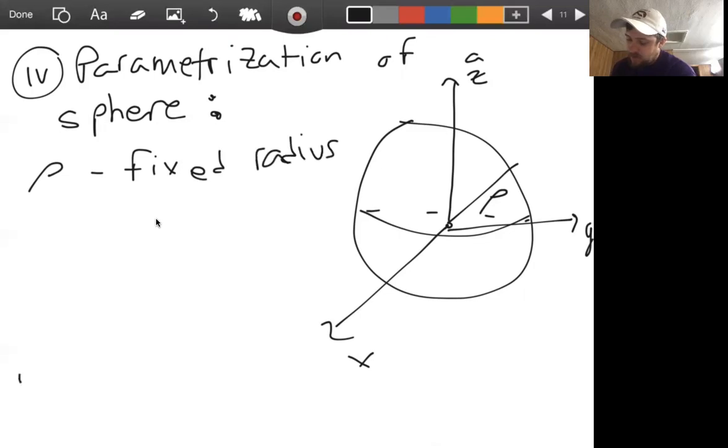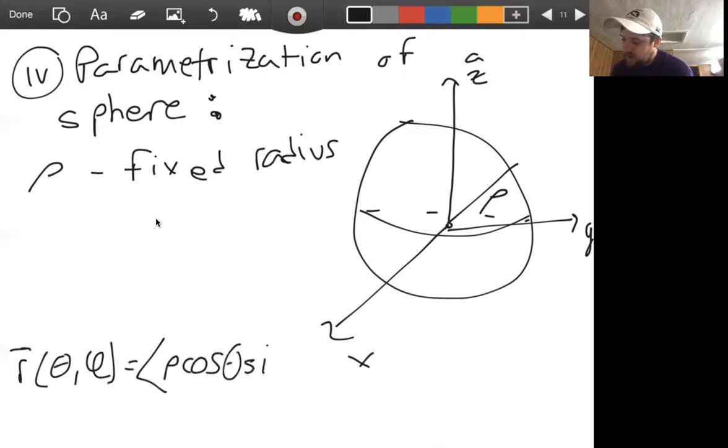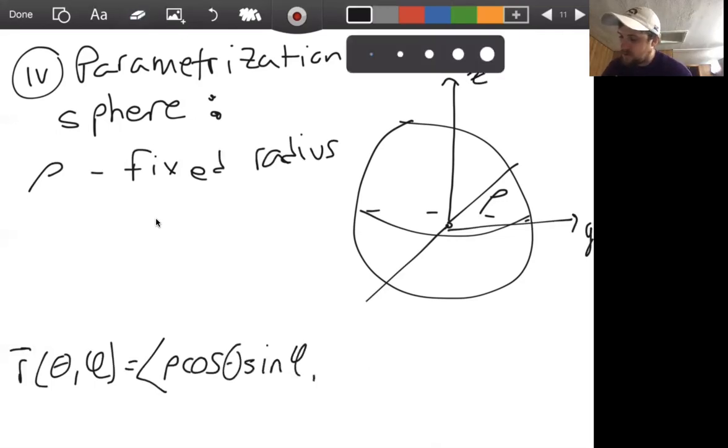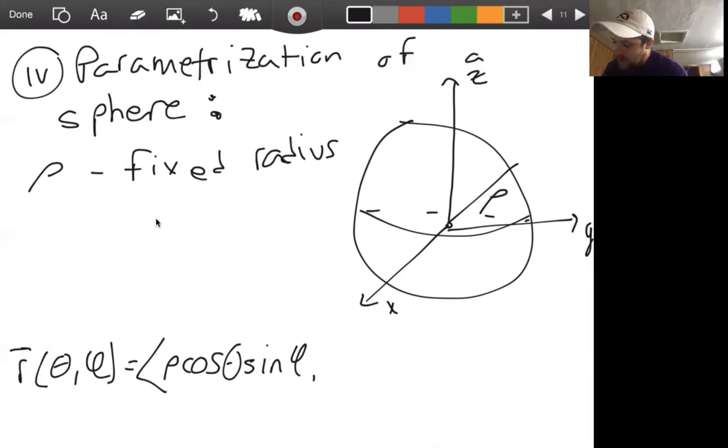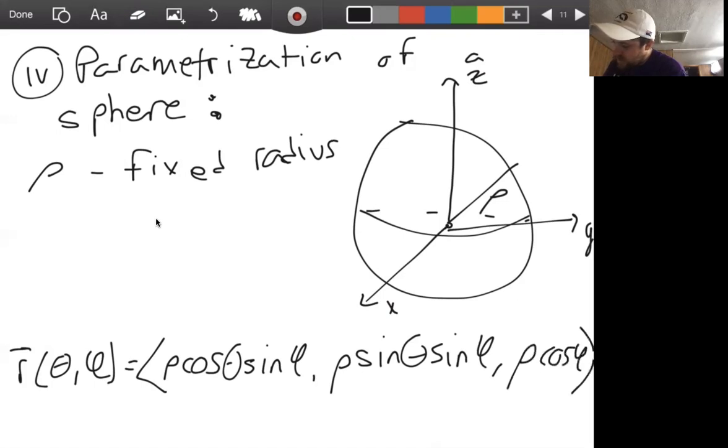which means the parameterization can be r of theta, phi, where x is rho cosine theta sine phi. These are our conversion formulas for spherical coordinates. We have y is rho sine theta sine phi, and then we have z is rho cosine phi. And so here's the idea.